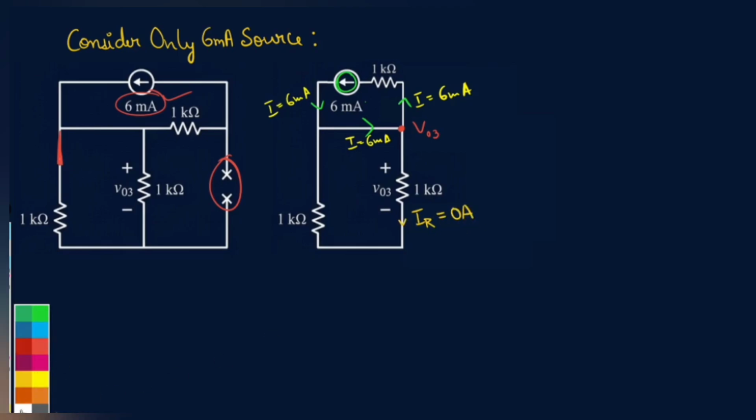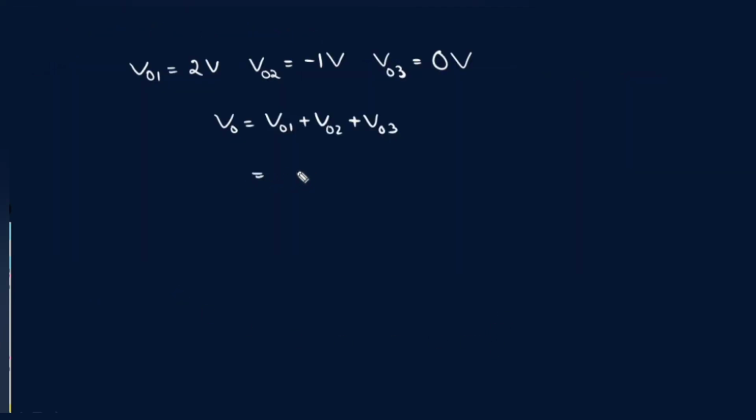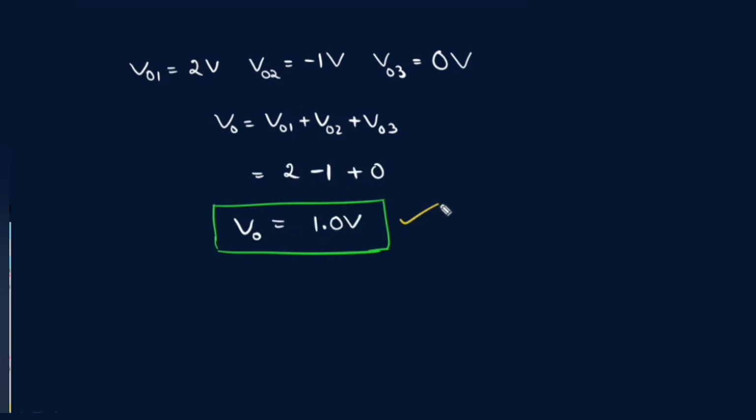Then using Ohm's law, which is V equals I into R, V03 equals 0 into 1 kilo ohm, which is nothing but 0 volts. Now, let us add all the contributions. According to the superposition theorem, we add these contributions algebraically. So the final answer we get is 1 volt.